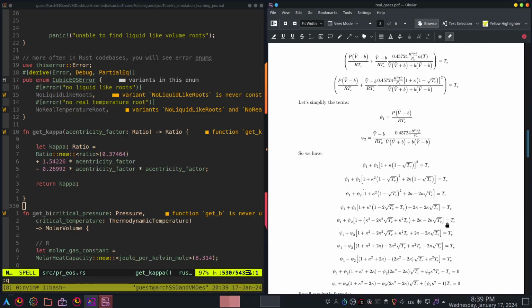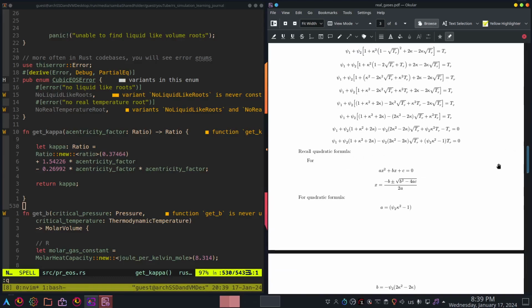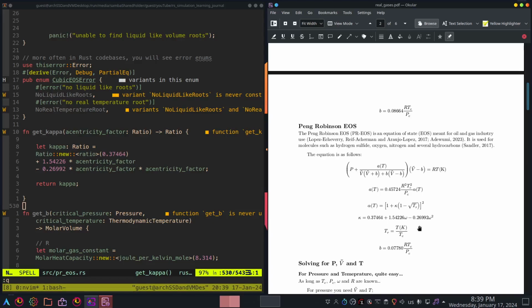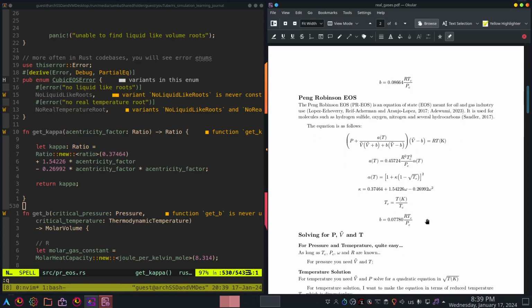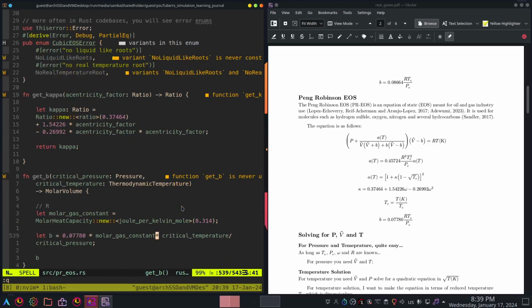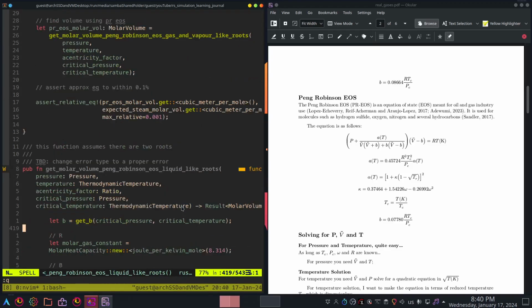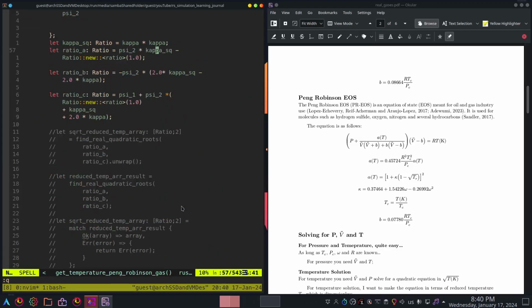So coming back to this question of whether we should use the positive or negative square root, from our little thought experiment we saw that for the square root of reduced temperature, we usually take the positive square root. That's what we substitute into the Peng-Robinson equation to find this alpha(T) equation. My guess is that when we take the quadratic roots of this equation to find the temperature, we should get the positive square root.